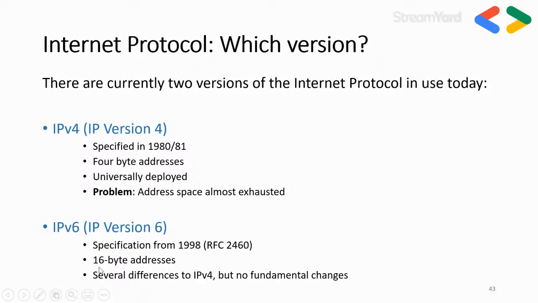IP version 6 has 16 bytes for the address. Can you believe it? 16 bytes for the address. A byte is 8 bits, right?